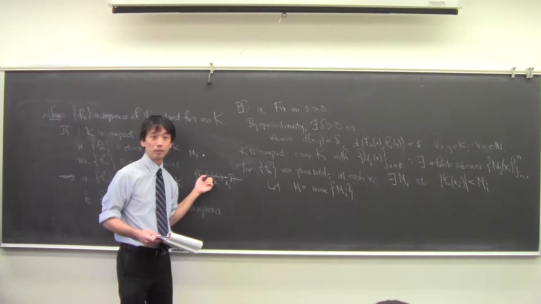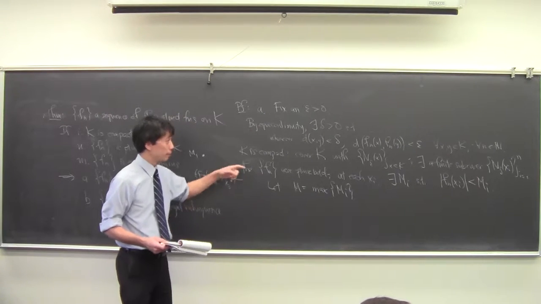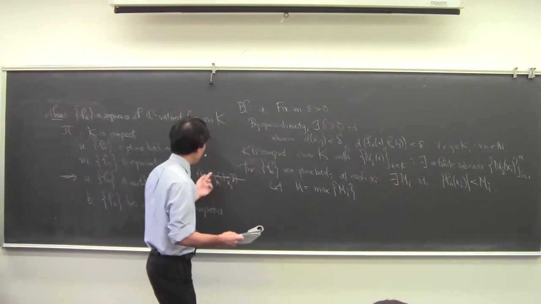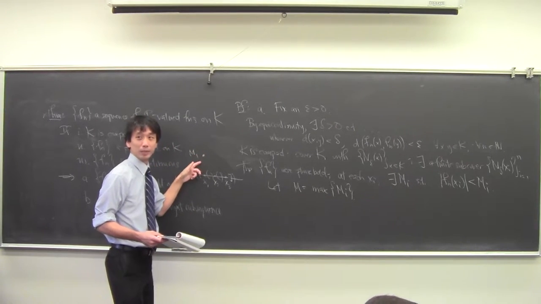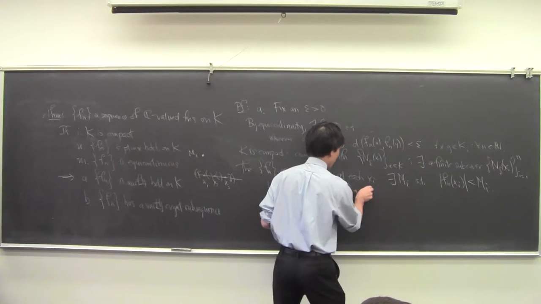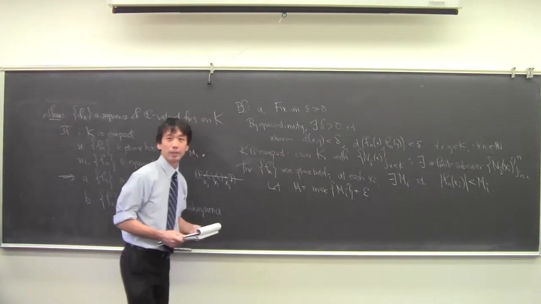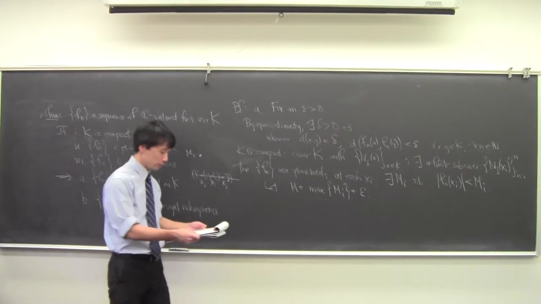They're all included in an epsilon neighborhood around this point. That's right. They all live in the delta neighborhood, so their values will not vary by more than epsilon from this. Right. So we need to add on epsilon.